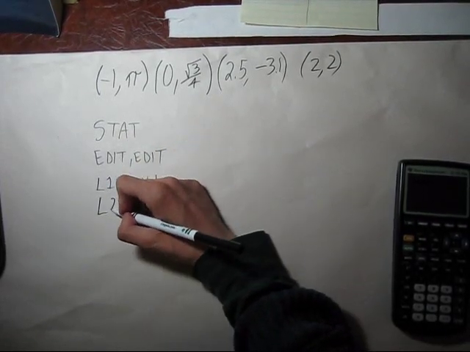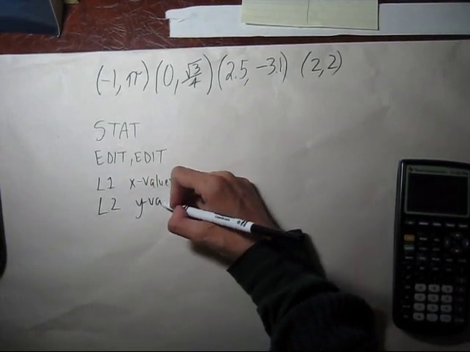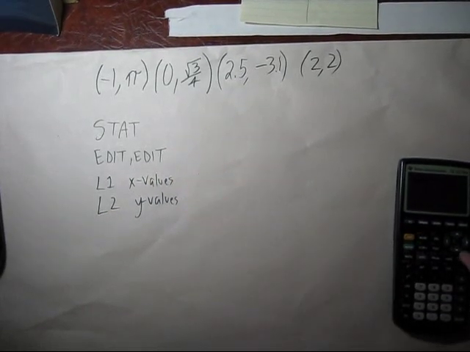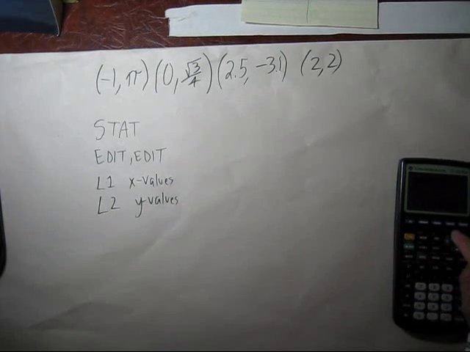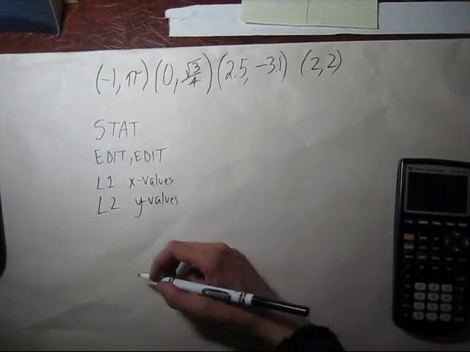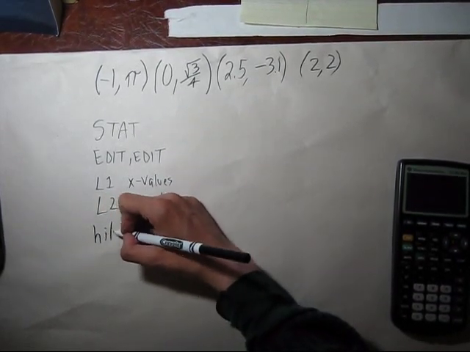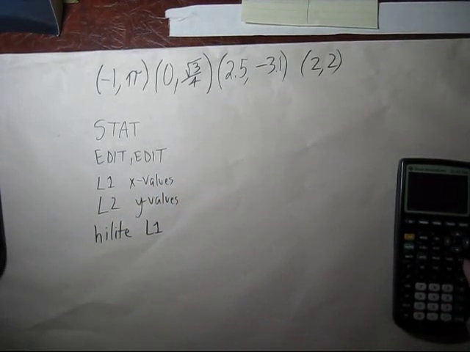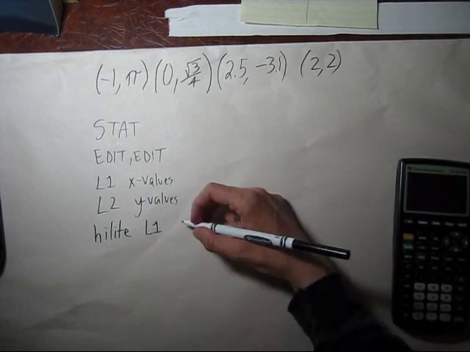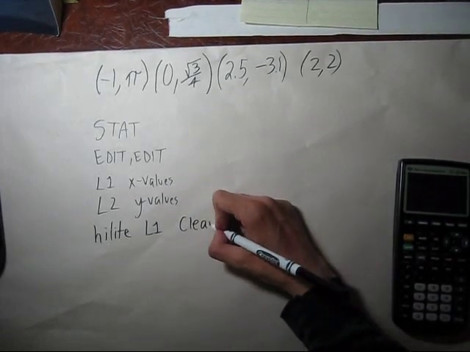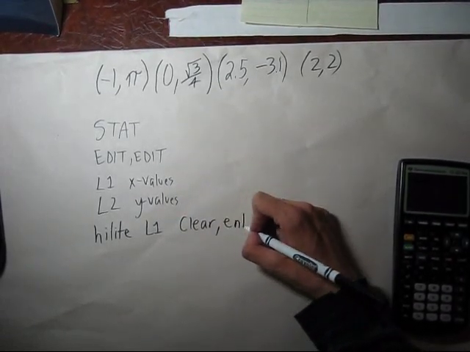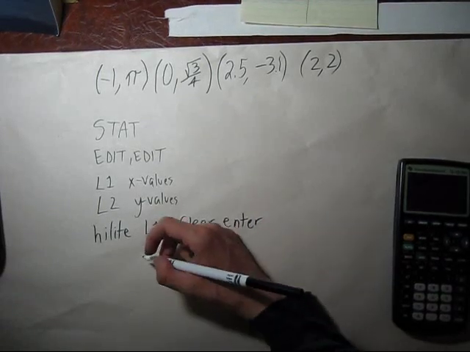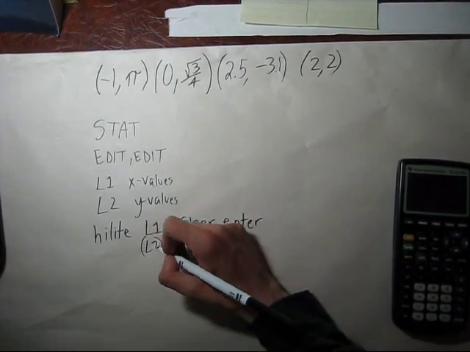and L2 be the Y values. If there's already values in there, up arrow to the L1. So highlight L1, hit clear and enter. And it should take away those values. And do the same thing with L2 if it's necessary.